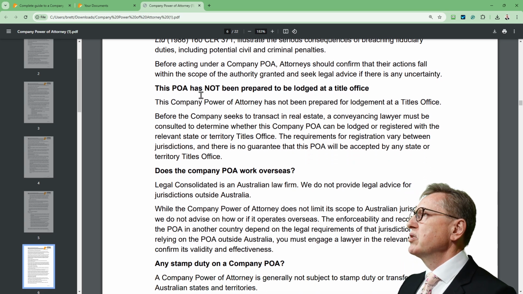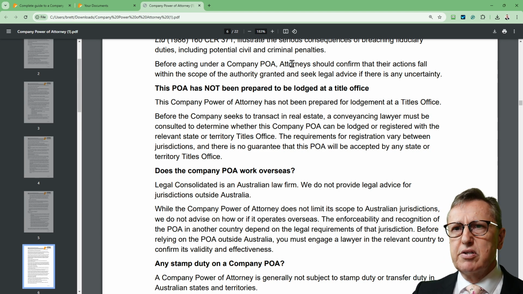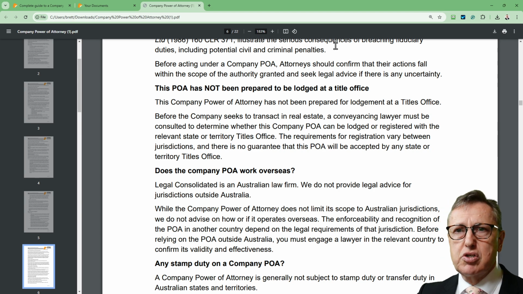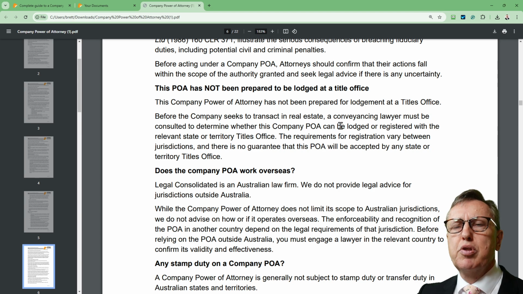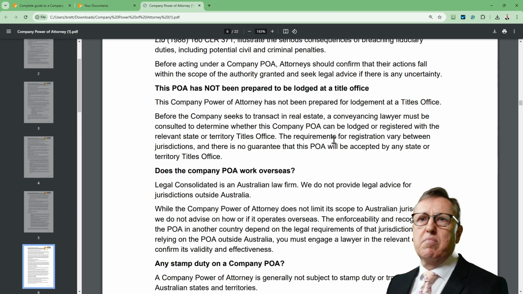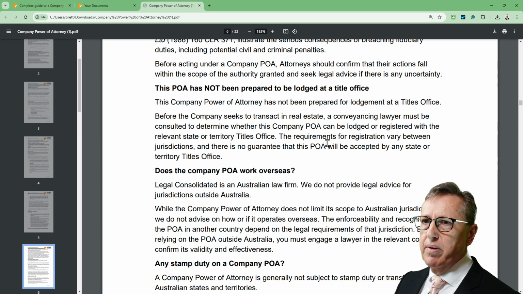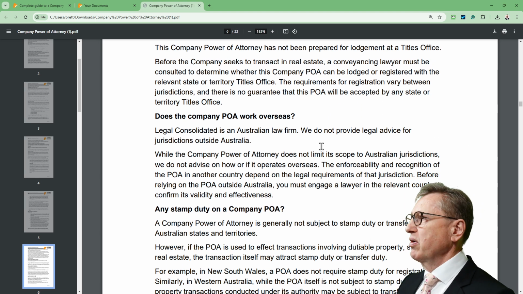The power of attorney has not been prepared to be lodged at the titles office in your home state. It's a national document, so it works in Darwin, or if you're in Burnie, or you're in Double Bay, or you're in Chewett Hill. It doesn't matter. It works Australia-wide, but it's not necessarily lodgeable with your local titles office. We're not property lawyers, so you need to check with your property lawyer on that, if you need to lodge it with the titles office.